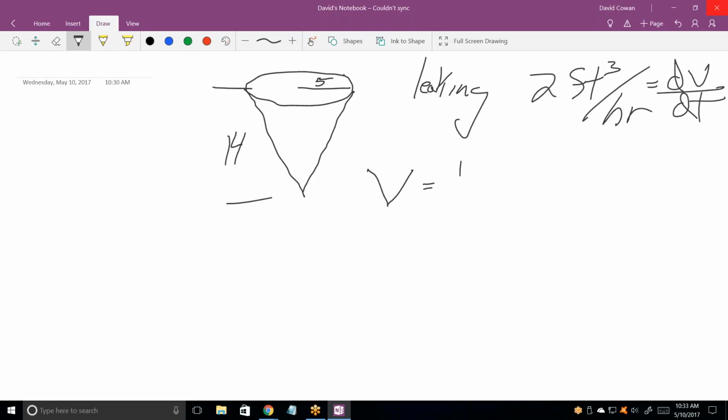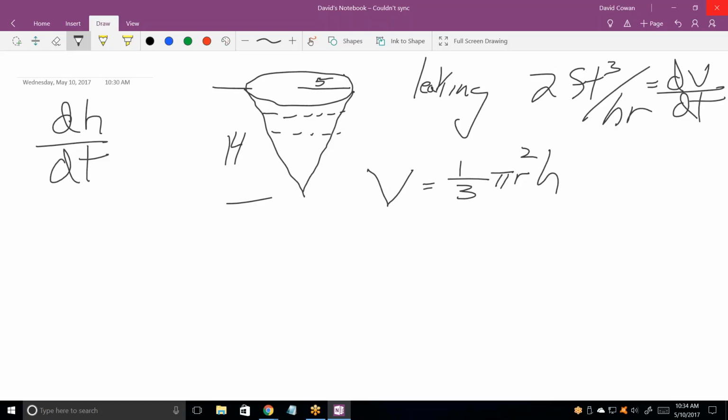What is it? 1/3 pi r squared times height. Perfect. They want to know how the water is changing its height as the leak takes place. Obviously at some point the water is going to go down to there, and then it's going to go down to there. So there's some speed that the water level is dropping at, and that is dH dt.